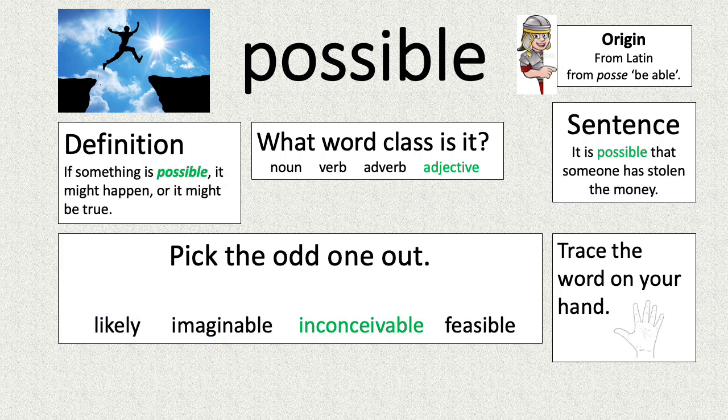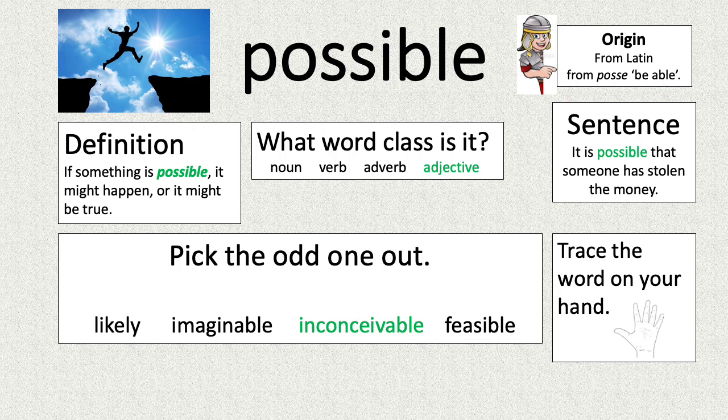The definition of possible is, if something is possible, it might happen or it might be true. The word class is adjective. It's a describing word. It comes originally from the Latin word posse, which means to be able. My sentence is, it is possible that someone has stolen the money. That means somebody could have stolen the money.